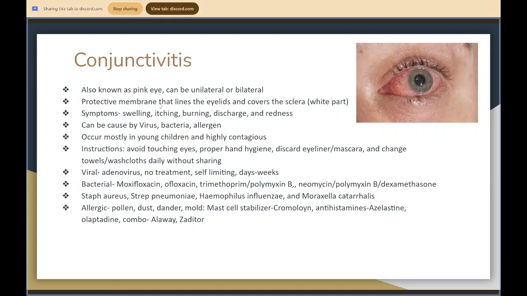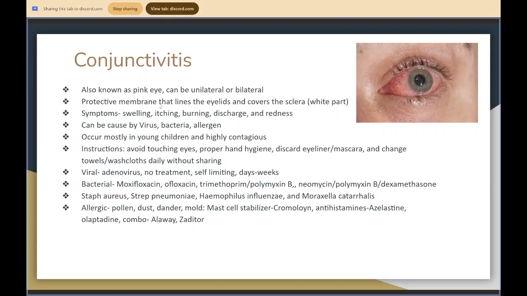Viral causes, the most common is adenovirus. There's no treatment specifically. You can do symptomatic treatment if there's pain with over the counters. It is usually self-limiting and the course can run from days to weeks.